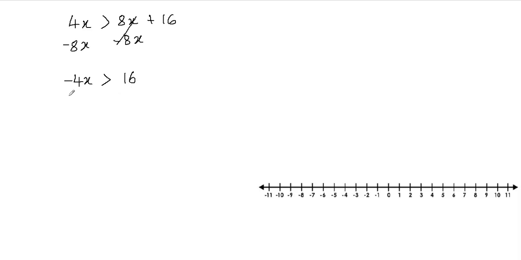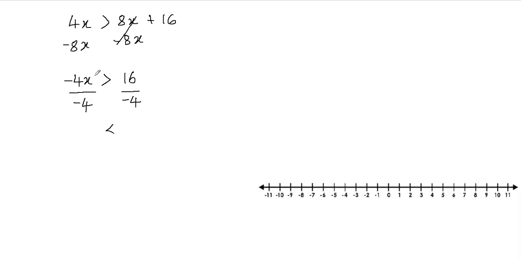on the right-hand side. Now to solve this for x, we'll just have to get rid of negative 4. To get rid of negative 4, I just have to divide my inequality by negative 4 on both sides. Now there's a small rule which we need to remember: whenever you multiply or divide by a negative number, you have to swap the inequality sign. So your greater than sign becomes less than now.